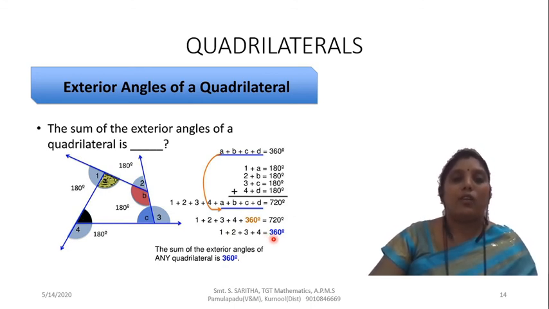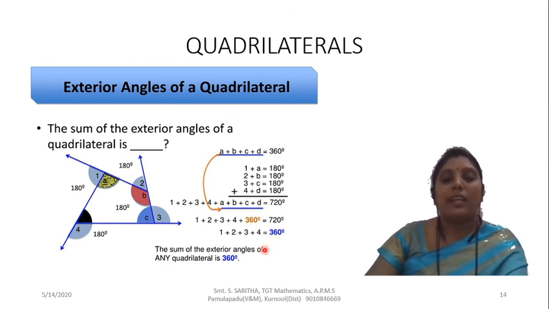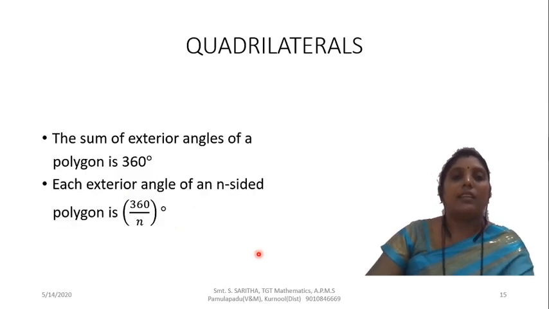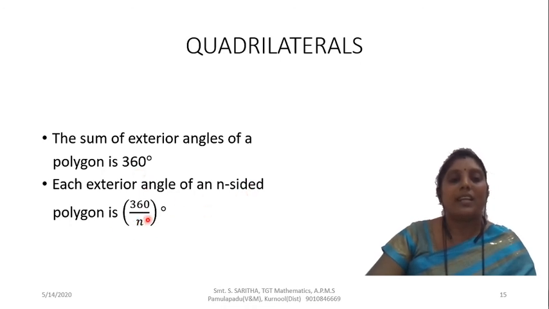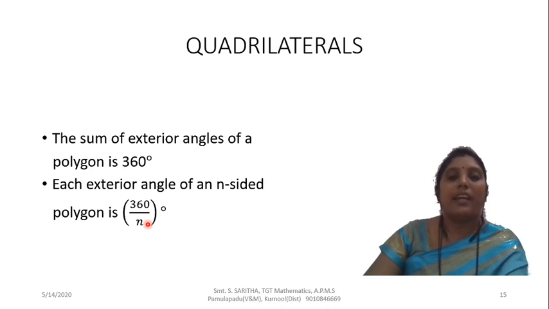Like that you can find out for pentagon, for hexagon, for septagon, for octagon or for any n-sided figure. We observe that for any n-sided figure, the sum of the exterior angles of any polygon is 360 degrees. And each exterior angle of an n-sided polygon is taken as 360 by n degrees.